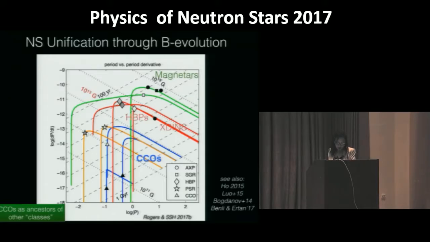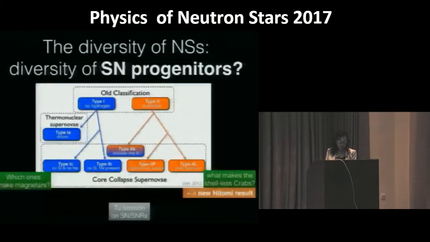So, in summary, what I told you is that our model, even though it's just a parametric, simplistic model, supports the idea that these apparently different classes of neutron stars are actually united through magnetic field evolution.